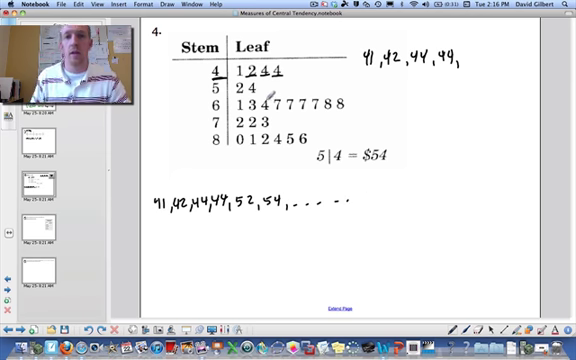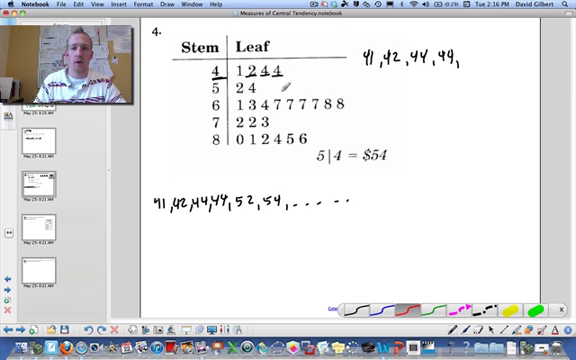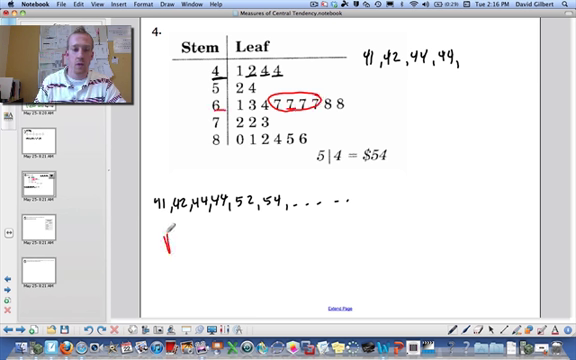I'm not going to do the mean with this one. You guys can find the mean. You would just have to add up all these numbers once you listed them out, then divide by however many numbers are here. But for the mode, it's really easy to find because you just look for the one that has the most, and that's here. So this is a 67. So our mode is 67. That's the most occurring number.